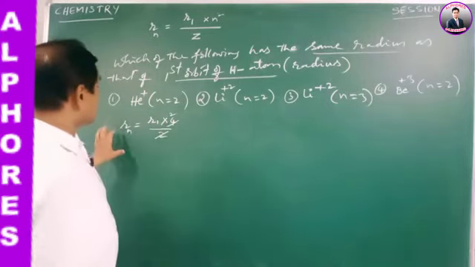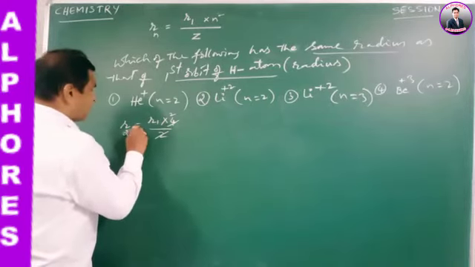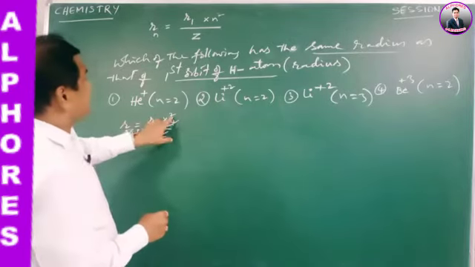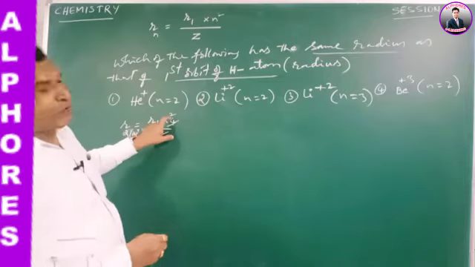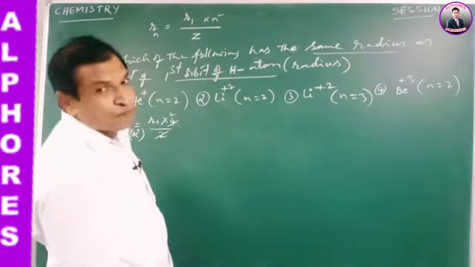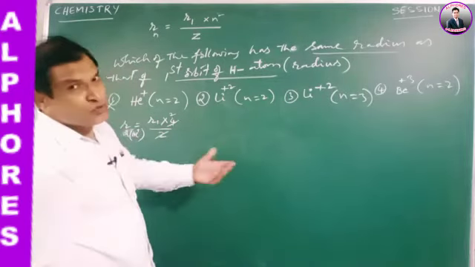So the radius of the second orbit of helium plus is twice the radius of the first orbit of hydrogen. So this is not the answer for us. Okay, now you got it clear. Moving to the next, to the second option, okay.